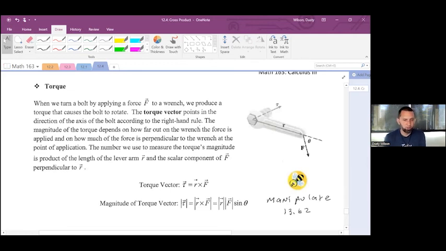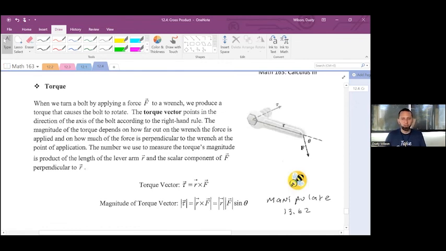So the torque vector, that's that funky T, is equal to R cross F. And the magnitude of the torque vector is equal to the magnitude of R cross F, or magnitude of R times magnitude of F times the sine of theta. For those of you that have used wrenches or screwdrivers or what have you, this should make sense. The longer the wrench, the greater the leverage that you have, or the greater the torque that you have on the bolt that you're trying to unscrew or tighten.